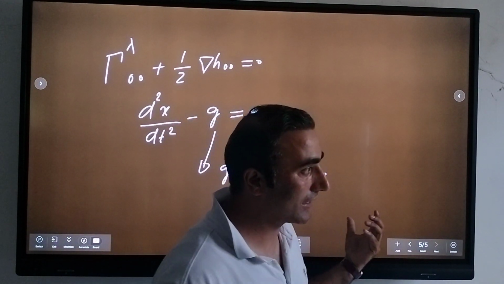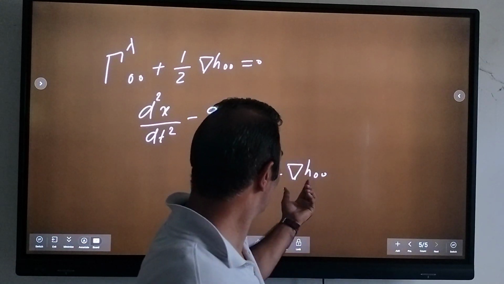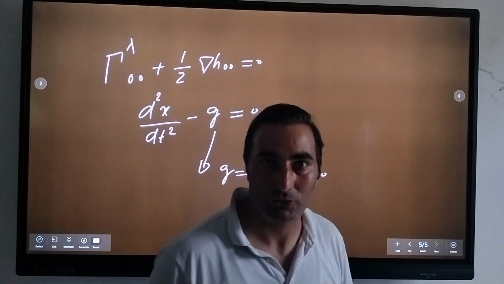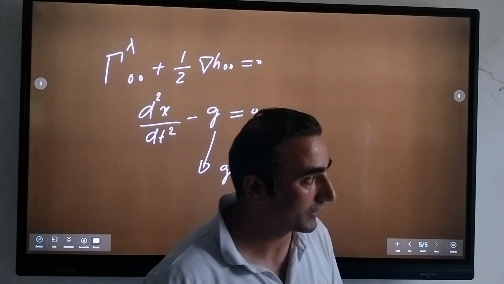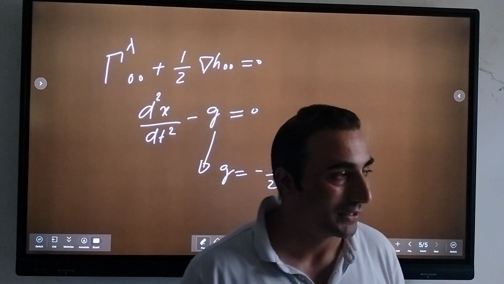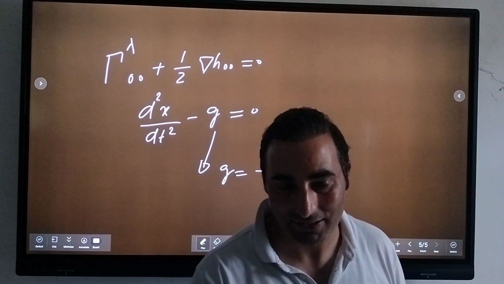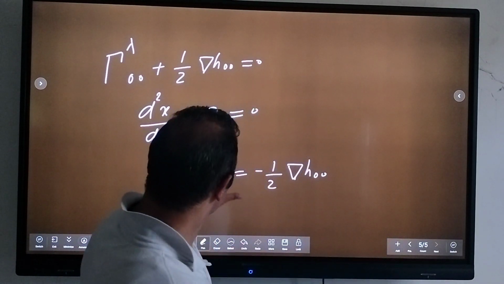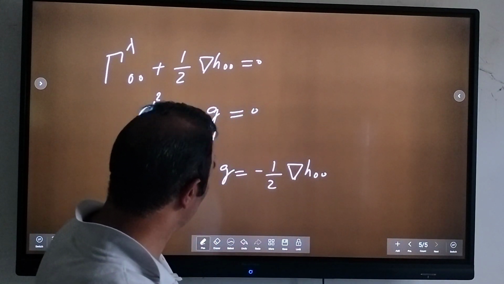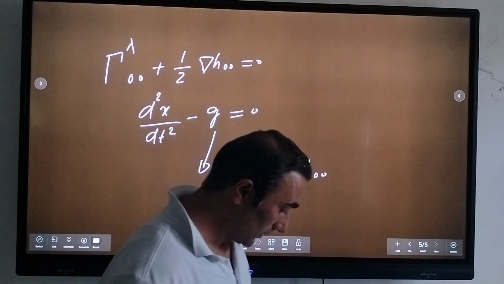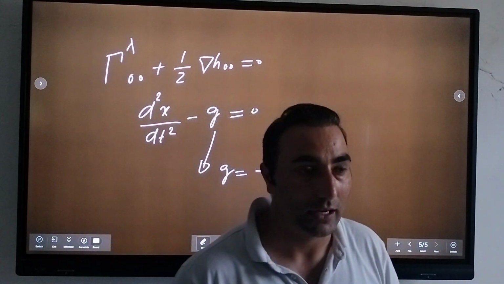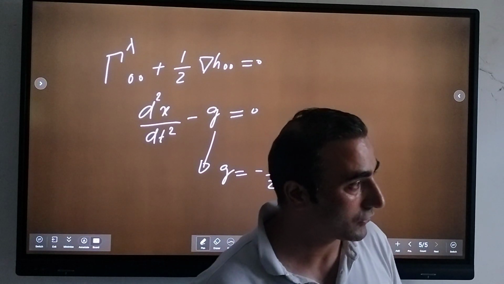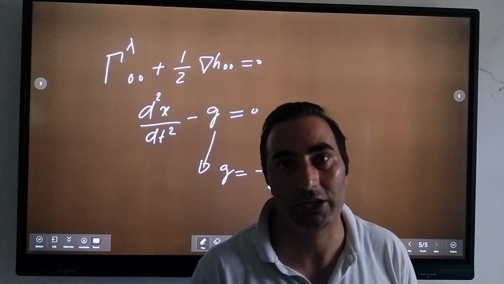The gradient tells us where the variation is maximum. If you take the gradient of some function, it tells you where the variation of this h is maximum. So this simply tells us that the affine connection, or the second order term, corresponds to our gravitational field, that second order derivative, right?